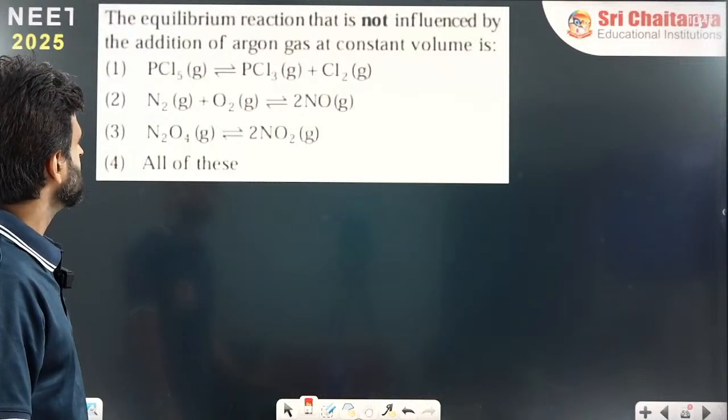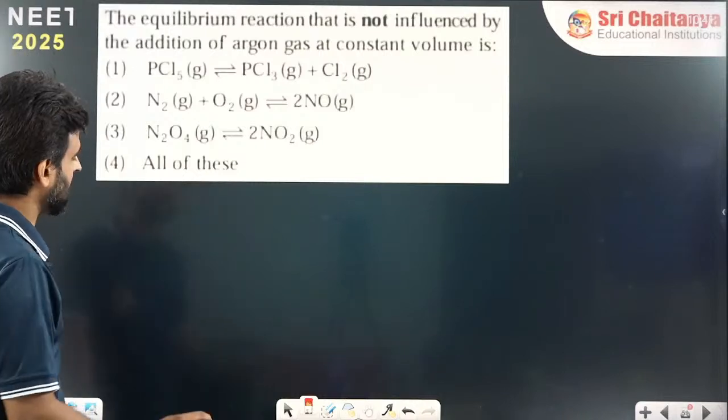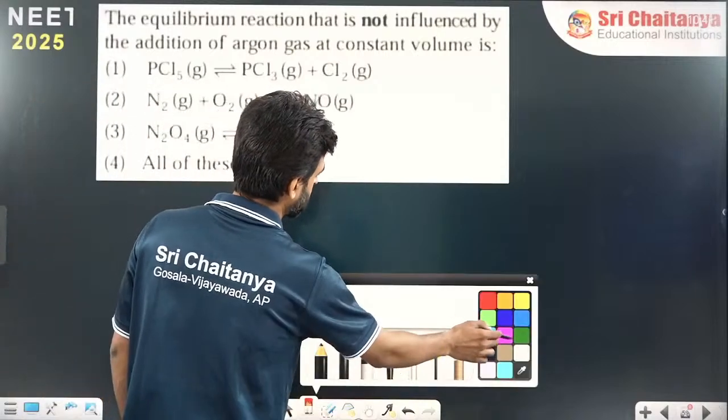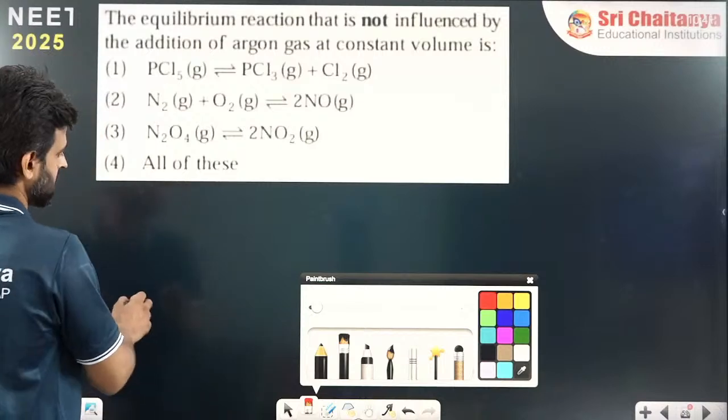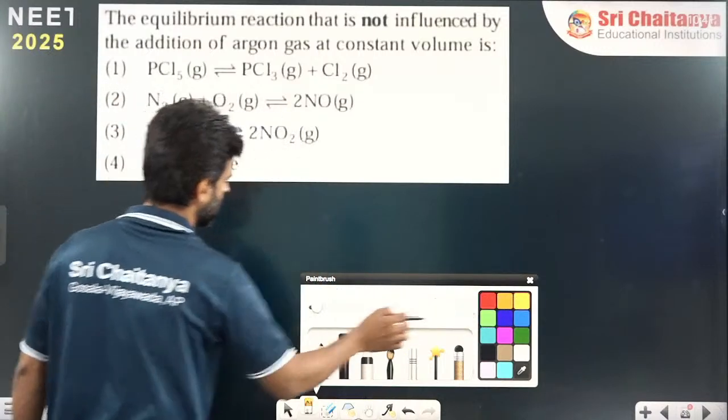The equilibrium reaction is not influenced by addition of argon at constant volume, right? Beta, there are two cases of addition of inert gas, if I say.